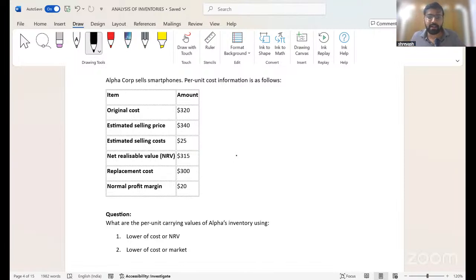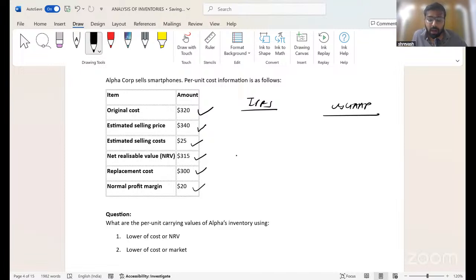All right, let's get started and let's take an example. Original cost of the asset is 320. The estimated selling price is 340. The estimated selling cost is 25. The NRV is 315. The replacement cost is 300. The normal profit margin is 20. Calculate or value the inventory under IFRS and under US GAAP. Let us quickly do that.